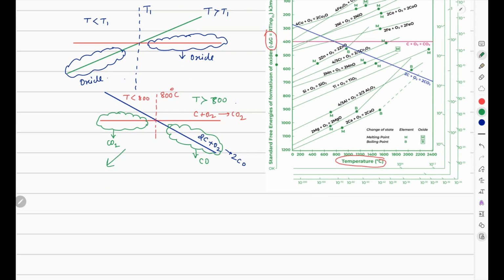So we can write for this reaction 2CO plus O2 gives 2CO2. That means, for this case, out of CO and CO2, CO2 is formed because CO2 is more stable here. For the second case, we can write 2CO2 gives 2CO plus O2. So in this case, we can see CO is more stable than CO2. That's why CO is formed.